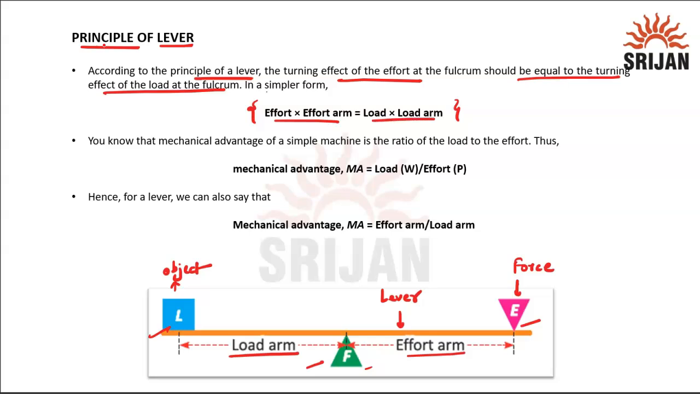Since we are talking about a simple machine, you also need to calculate the mechanical advantage. The mechanical advantage is load divided by effort, where the load is the work done by the machine, divided by the effort, the force that you are putting in. For a lever, we can also say that mechanical advantage is equal to the effort arm divided by the load arm, since in a lever you can see the effort arm and the load arm. So this is the principle of a lever in both the theoretical and the calculative manner.